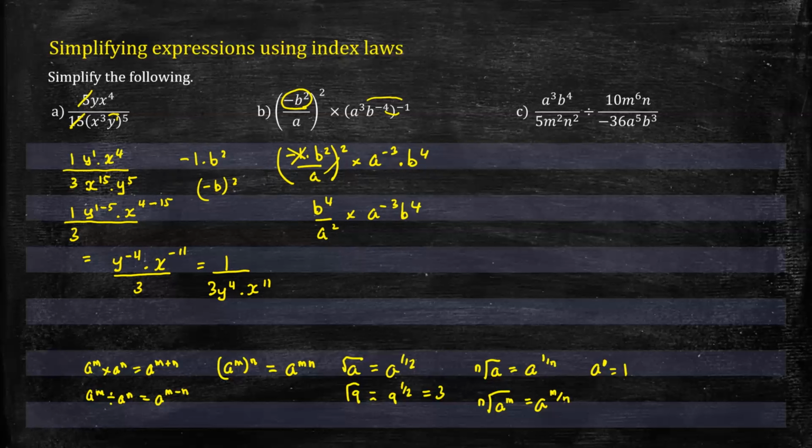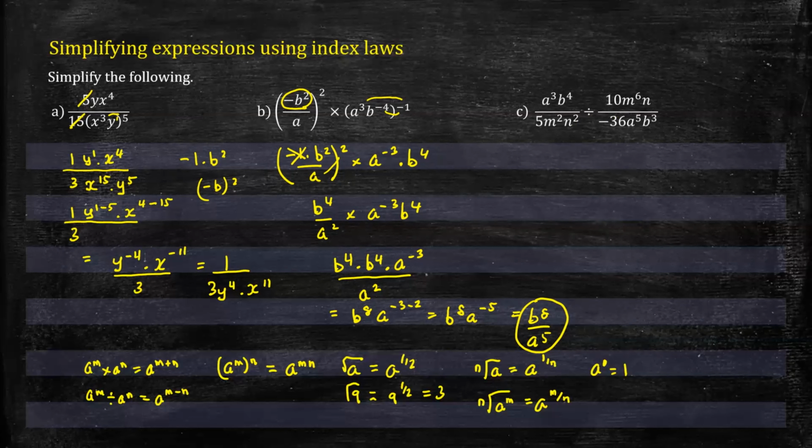So we can combine them into one fraction now. So we have b^4 times b^4 times a^(-3), all divided by a squared. So we're going to have b^4 times b^4, which is b^8, and a^(-3 minus 2). So you can have b^8 a^(-5). And you can write that with a positive index by writing b^8 on a^5 as your final answer.